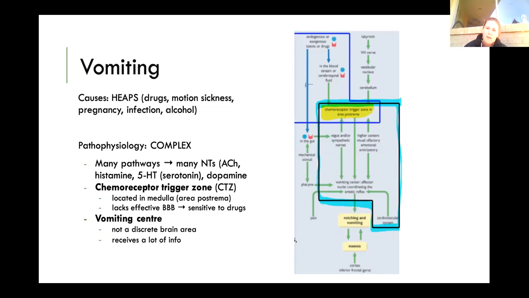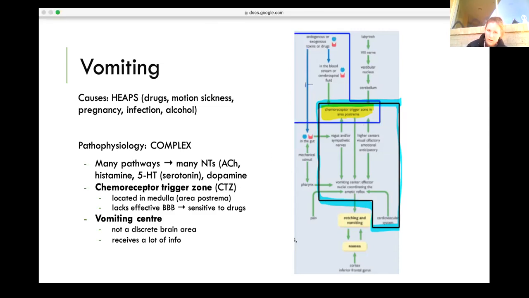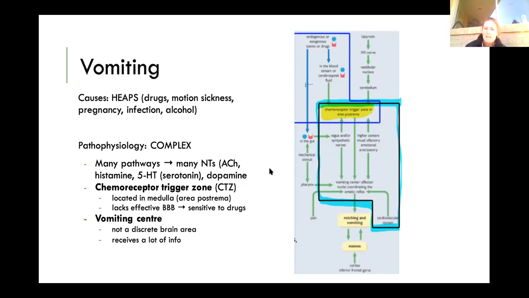So like chemotherapy, often a side effect is really bad nausea, and that's often related to this area of the brain. And then there's also a vomiting center, which is not really a discrete brain area, but more like a combination of areas. And you can see from this diagram that there's a lot of contributing factors. So yeah, there's a lot of causes. There's heaps of different neurotransmitters involved, like acetylcholine, histamine, serotonin, dopamine. And that basically means that there's a lot of different ways we can target it with drugs. That's all I wanted to highlight with that.